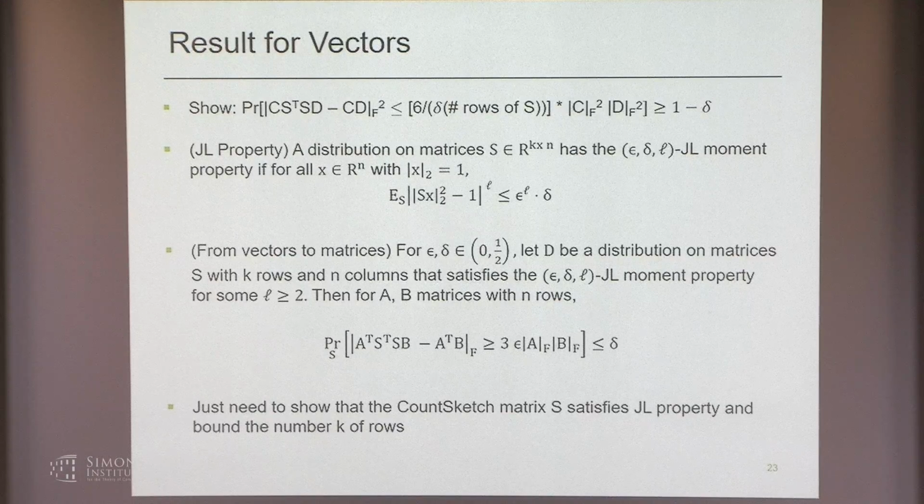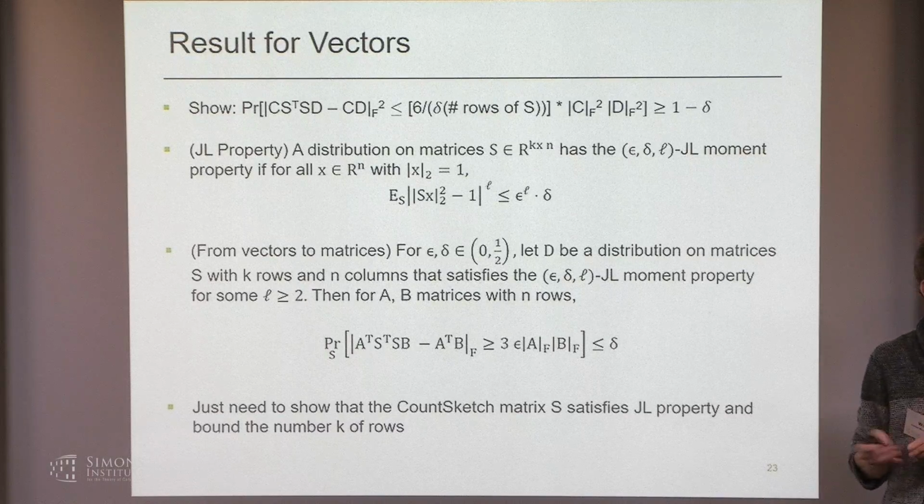Question? Why do you need epsilon and delta to be at most half? Let's see, do we actually need this to be at most half? I don't think this is, I think this is arbitrary. Yeah, this is somewhat arbitrary. Yeah, I might have been hiding some constants, but yeah. Any other questions?